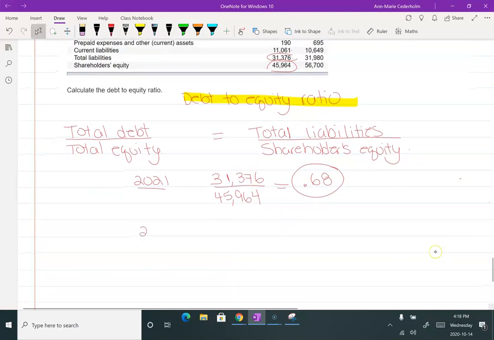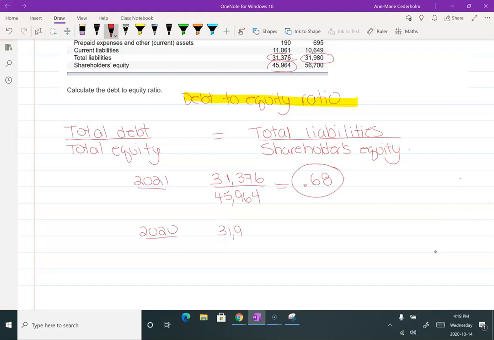Then 2020, I'll do the same formula. I'll take my total liabilities of 31,980 and divide that by my total shareholders' equity of 56,700. And that gives me 0.56.